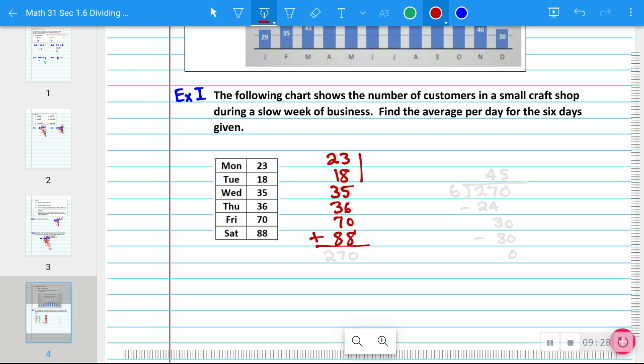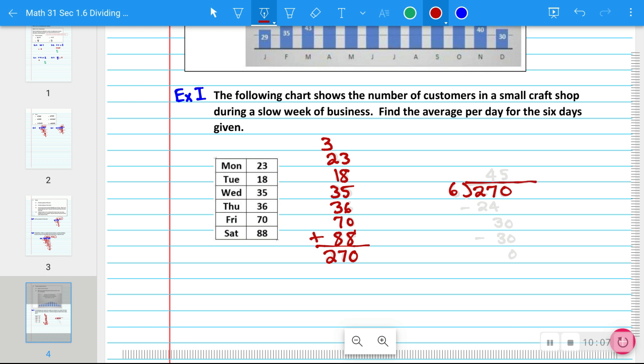So 3 and 8 is 11. 11 and 5 is 16. 16 and 6 is 22. 22 and 0 and then 8. We end up with 30 in that first column. Carry the tens digit. So now you have 5, 6, 6 and 3 is 9, 9 and 3 is 12, 12 and 7 is 19, 19 and 8 is 27. So now I have 270 customers for the whole week, and I'm going to divide it evenly among the 6 days that are represented here.